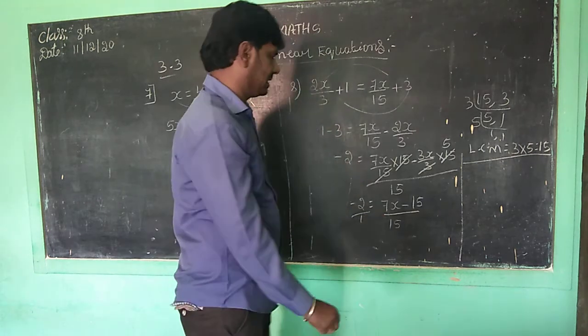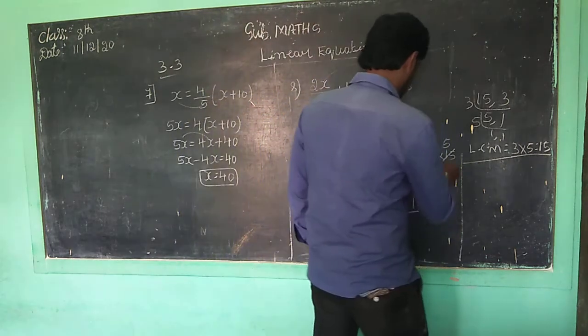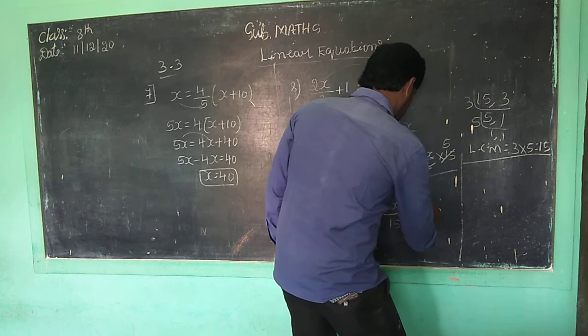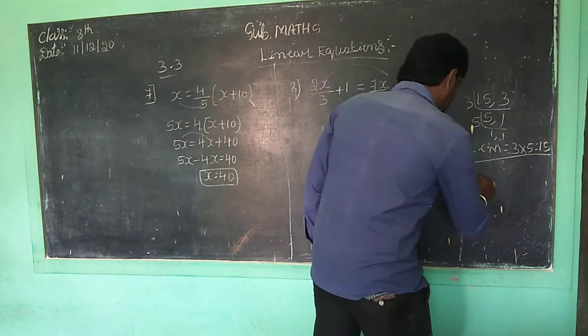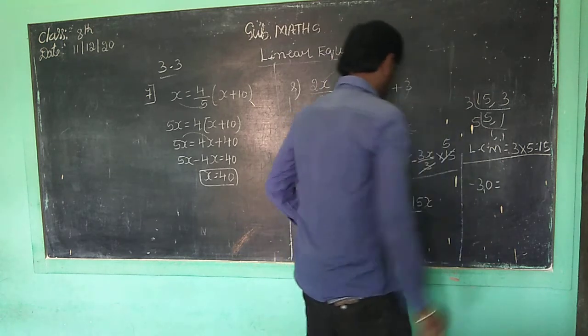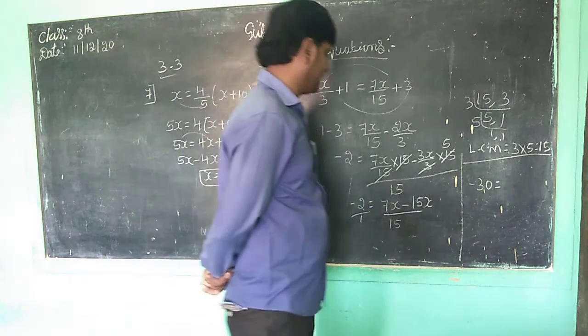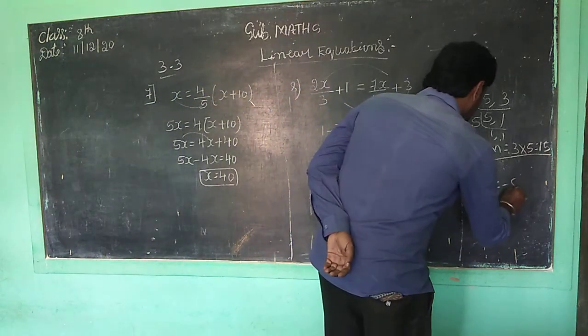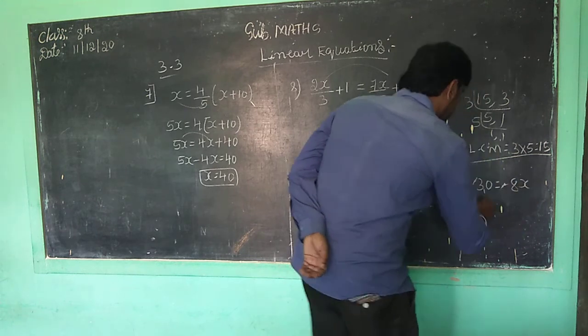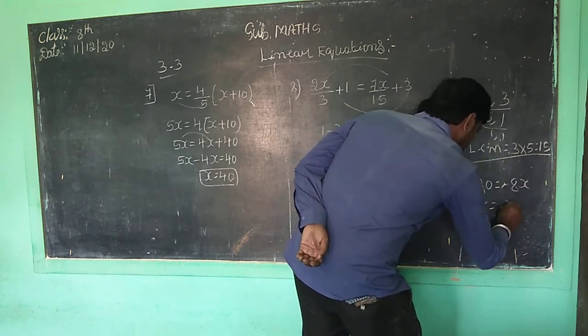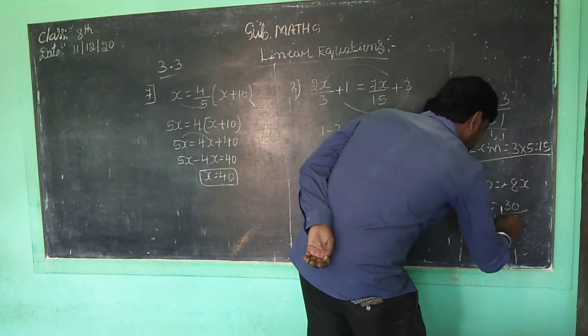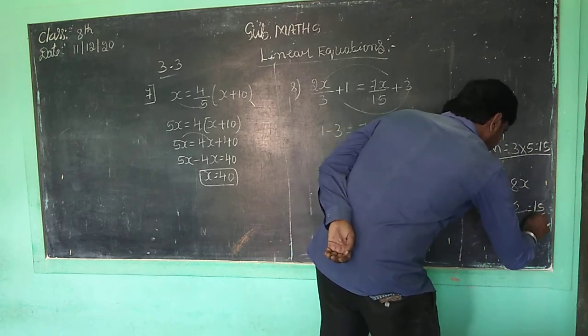15 2s are 30, minus 30. So sorry children, this is 15x. So minus 30 is equal to minus 15x plus 7x is equal to minus 8x. Minus minus cancel. X is equal to 30 by 8. That means 15 by 4.